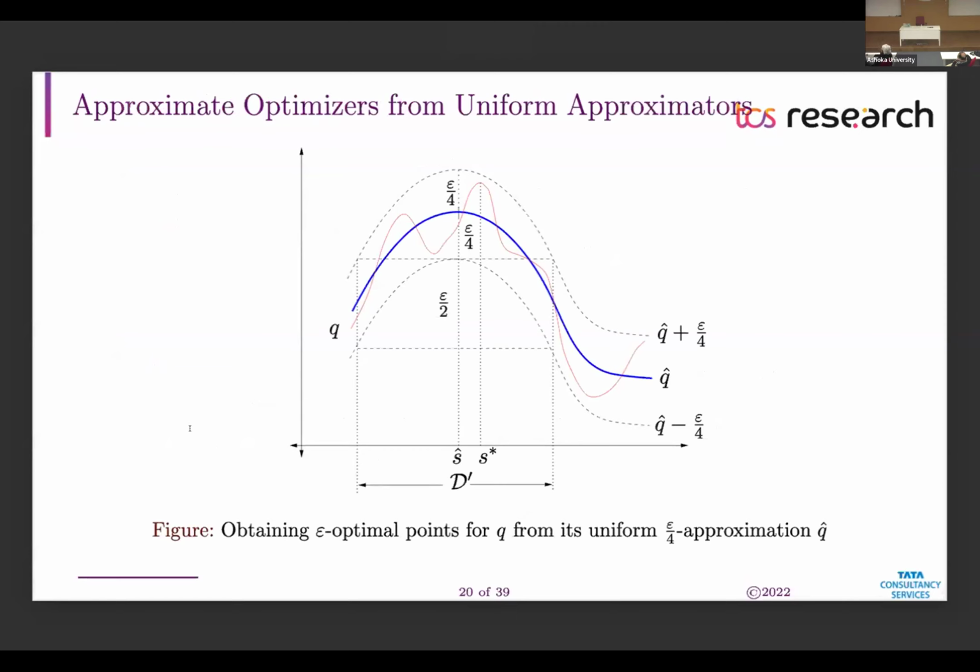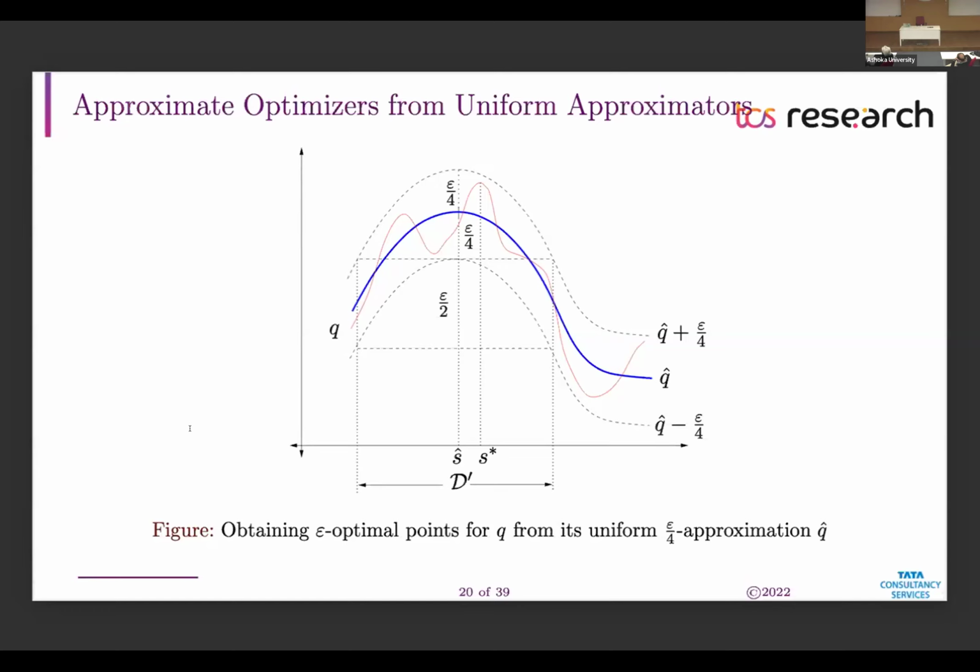To explain this idea, suppose my true but unknown function is this red curve, and I have a uniform approximation to this red curve, which is the blue curve shown here. What do I mean by uniform approximation? Let me say that this blue curve uniformly approximates the red curve to within a tolerance of epsilon by 4, where epsilon is some number. It means if I shift this blue curve up by epsilon by 4 and down by epsilon by 4, then my red curve, which I do not know, will lie within this strip bounded by these two shifted curves, q hat plus epsilon by 4 and q hat minus epsilon by 4. So my red curve lies somewhere in this band.